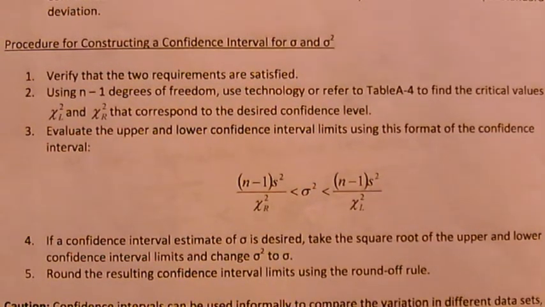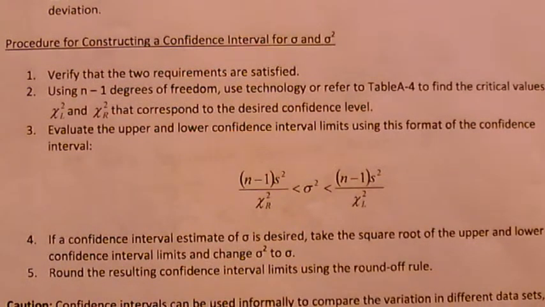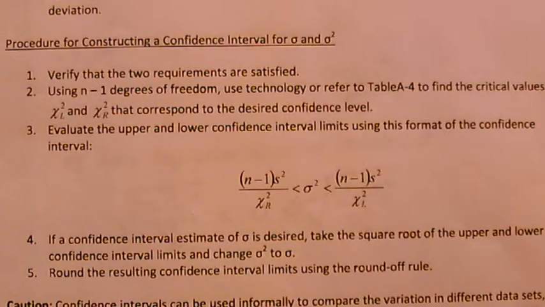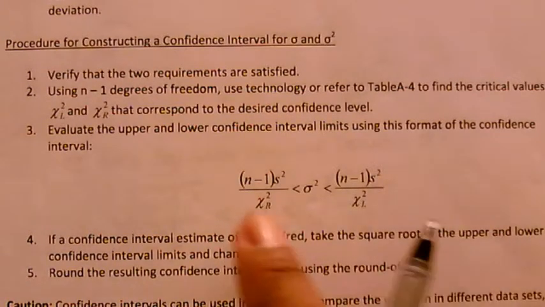Okay, and this next thing we'll pull up here is the procedure for constructing the confidence interval estimate for the population standard deviation and the population variance. Number one, verify that the two requirements are satisfied, and then you're going to be using n-1 degrees of freedom. Either use technology or refer to table A-4 to find the critical values. So here you have your chi-square value on the left and the chi-square value on the right that you're going to find that will correspond to the desired confidence level, and then evaluate the upper and lower confidence interval limits using this format.